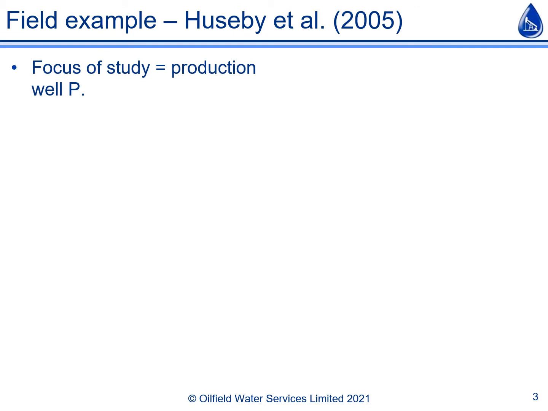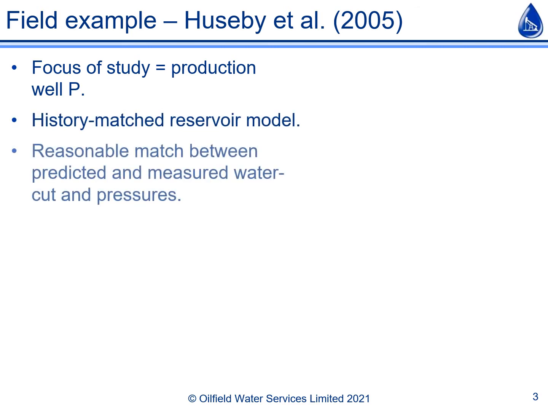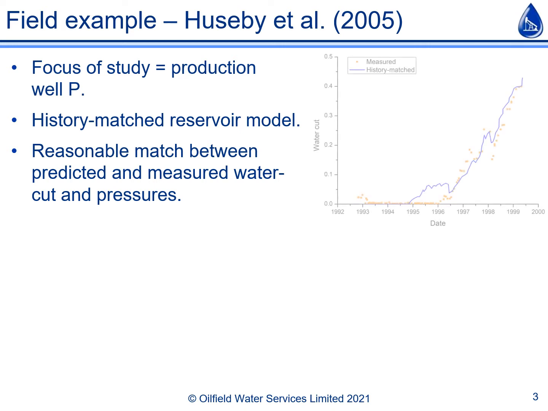Now the focus of their study was production well P. They ran a history match reservoir model, and the predicted water cuts and pressures from this model were in reasonable agreement with measured data. For example, in this figure, the predicted water cut for well P is shown by the blue line and the measured water cut by the orange solid symbols. You can see that the predicted and measured water cuts over time fit reasonably well, except for some anomalous early water breakthrough predicted by the model.